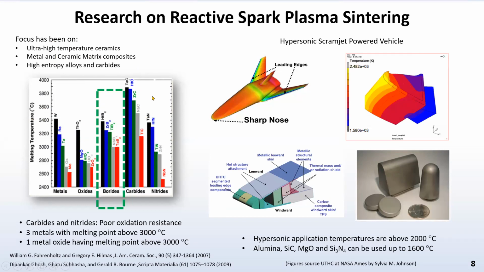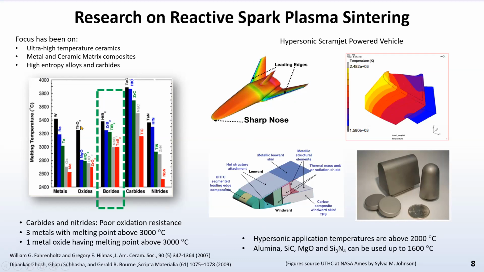And typically these carbides have high density and don't have good oxidation resistance. The borides are very good for very high temperature applications, such as this hypersonic scramjet powered vehicle. You have these leading edges which are sharp for maneuverability, and these can go to temperatures of more than 2000 degrees. And so you need a very high temperature material for these leading edges, and that is made up of these ultra high temperature ceramics, which are ZrB2 and HfB2, and they are made by powder metallurgy.